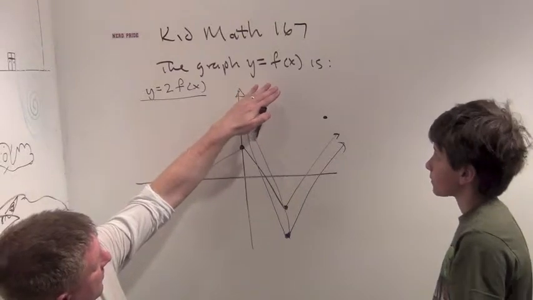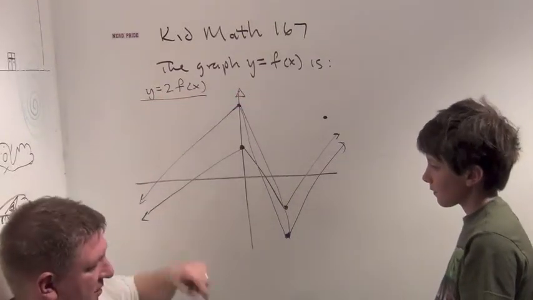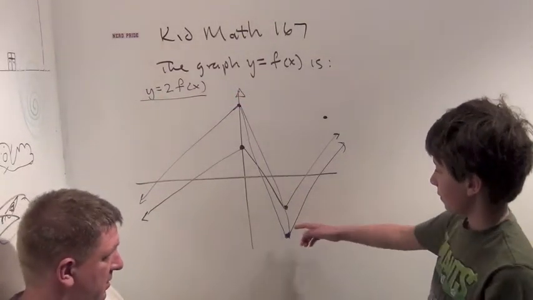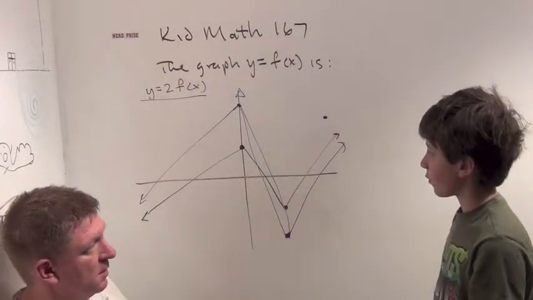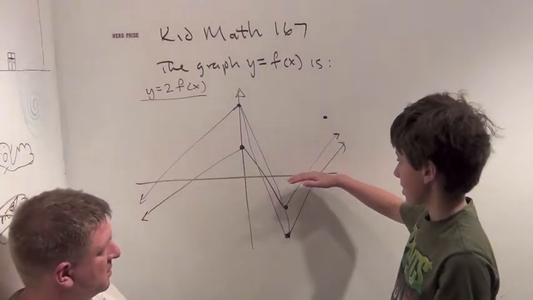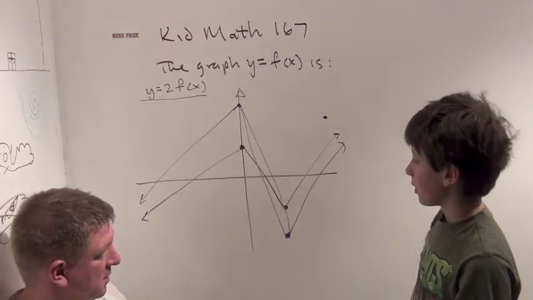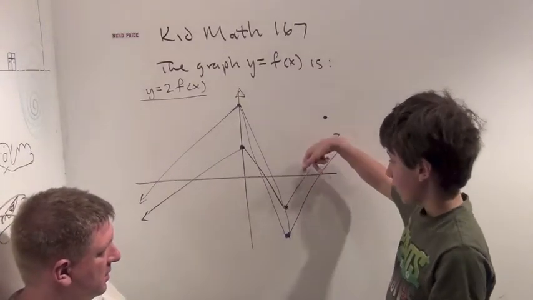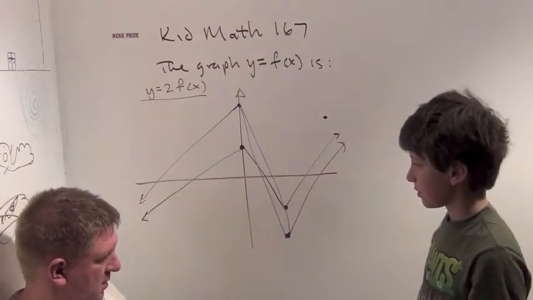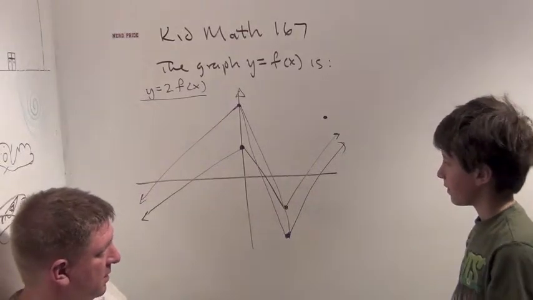Tell me in words how you go from the graph of f of x to the graph of 2f of x. Well, if the y value is above the x-axis, it gets multiplied by 2. It shifts up 2. If it's below the axis, it gets shifted down 2.